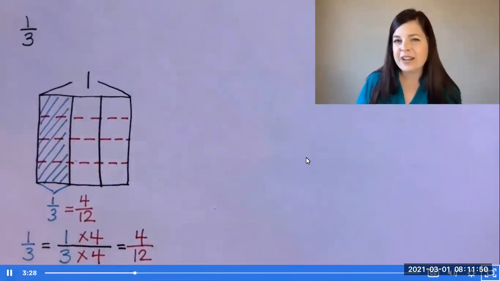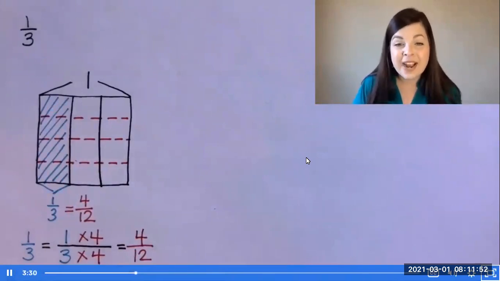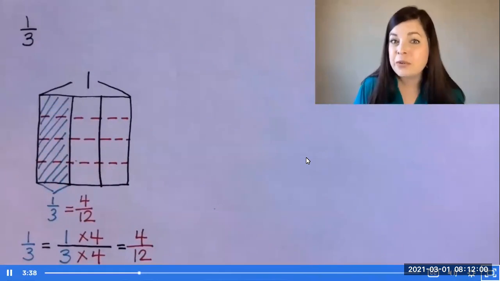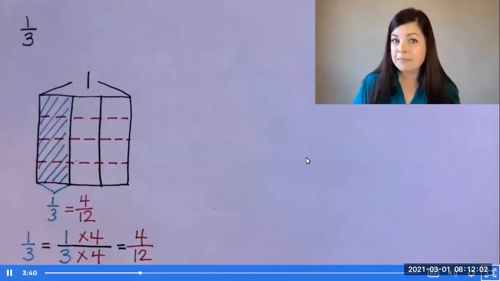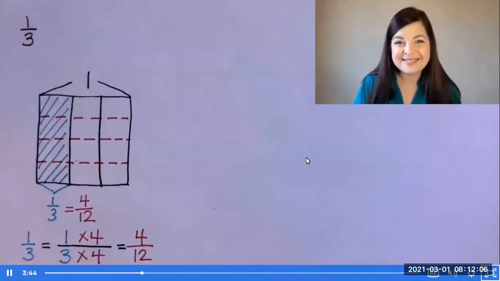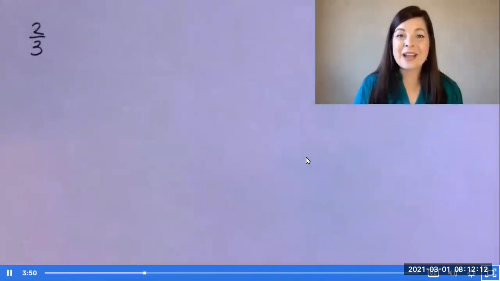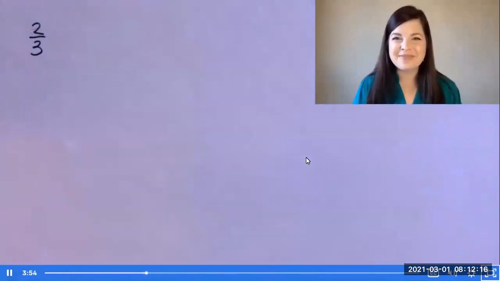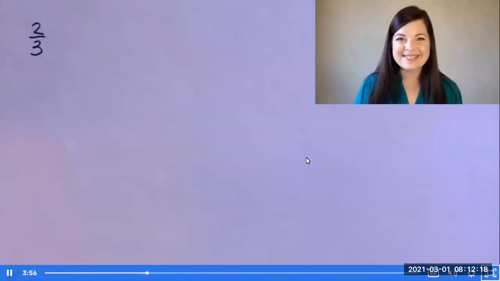Now this is what we already know: creating an equivalent fraction for a unit fraction using the area model and multiplication. But what if we wanted to create an equivalent fraction for 2/3? How would that thinking be the same and different? Let's try it out. Pause the video and draw and label an area model to show 2/3 this time. I'll be waiting when you get back.